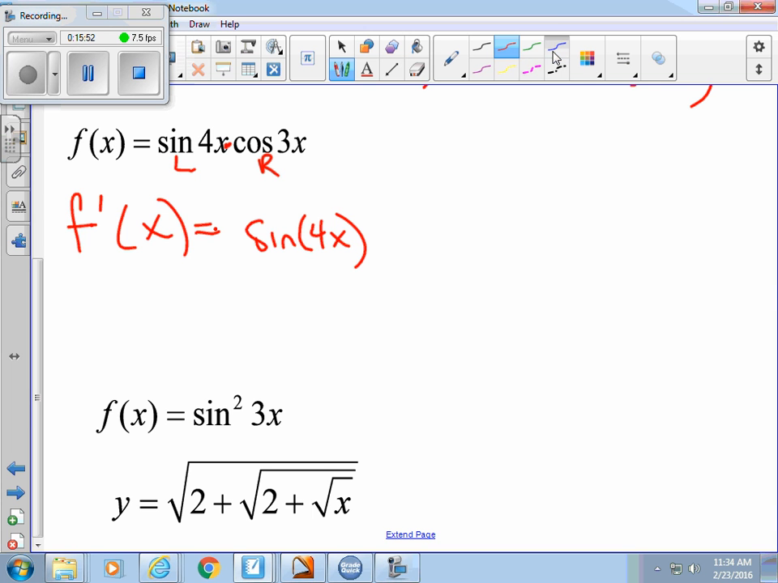D right. What is the derivative of cosine? Negative sine.